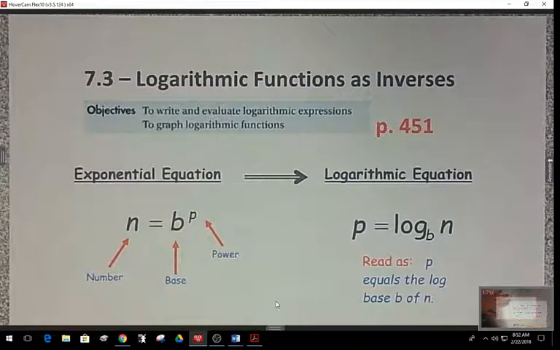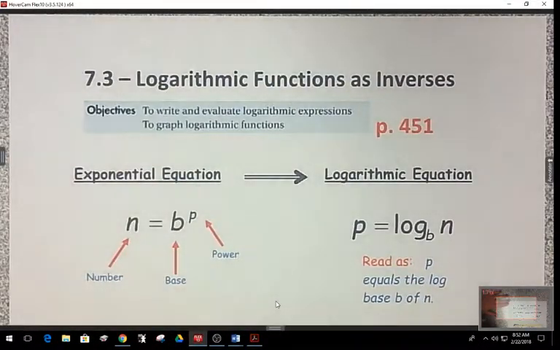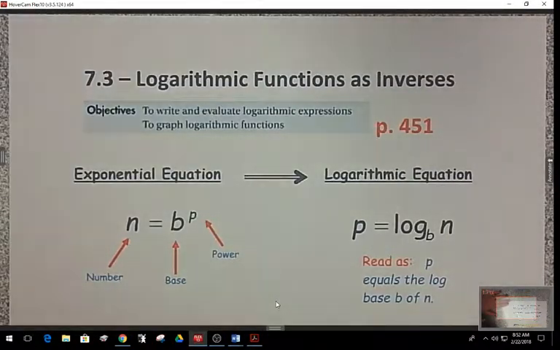Alright guys, today's lesson is going to be on section 7.3. This is talking about logarithmic functions as inverses. Well, a logarithmic function is an inverse of an exponential function. So that's the very first thing we're going to look at, is how to change from one to the other.